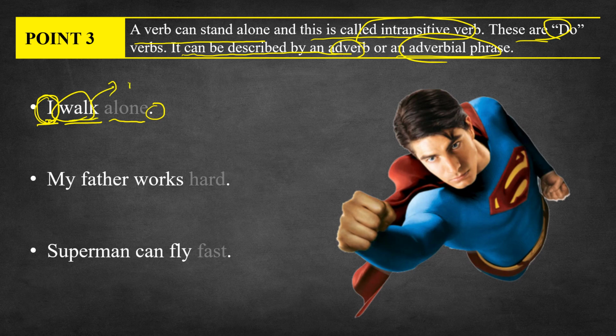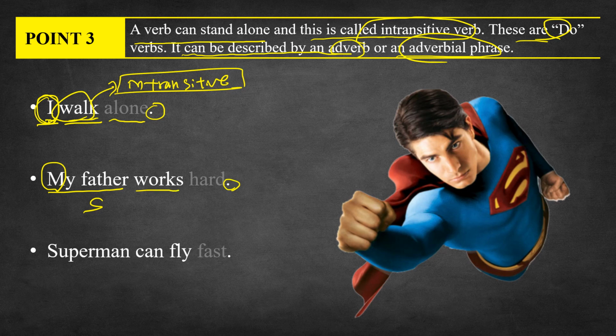This is called intransitive. If a verb can stand by itself, it's going to be intransitive. My father, subject. Capital and period. Works. My father works. You don't need to say hard, but if you want to describe the way your father works, you can say, my father works hard.